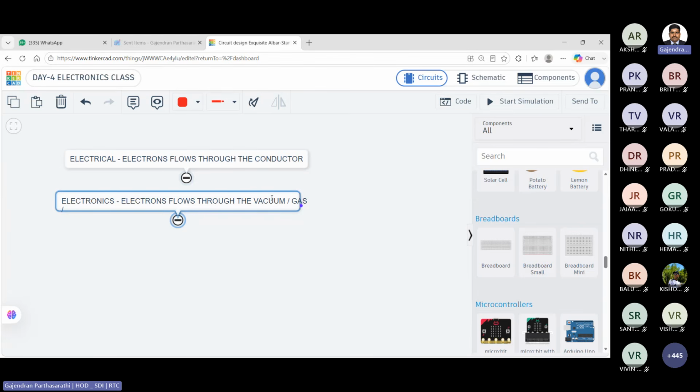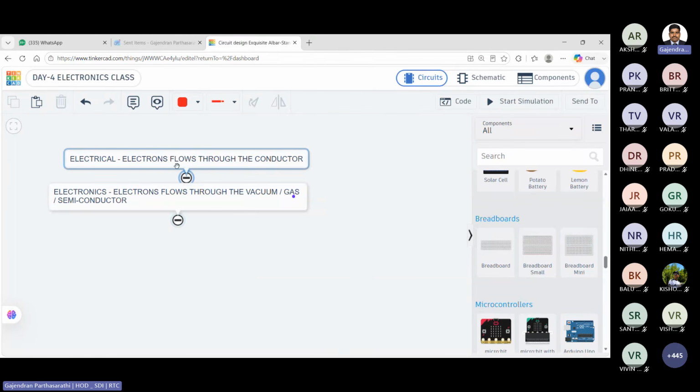Very good. Then semiconductor. Please take down this very fundamental definition. Electrical means electrons flow through the conductor. Electronics means electrons flow through the vacuum or gas or semiconductor. Is it clear, engineers? Now I come to the question: what is logic? Someone asked, sir, what is logic?